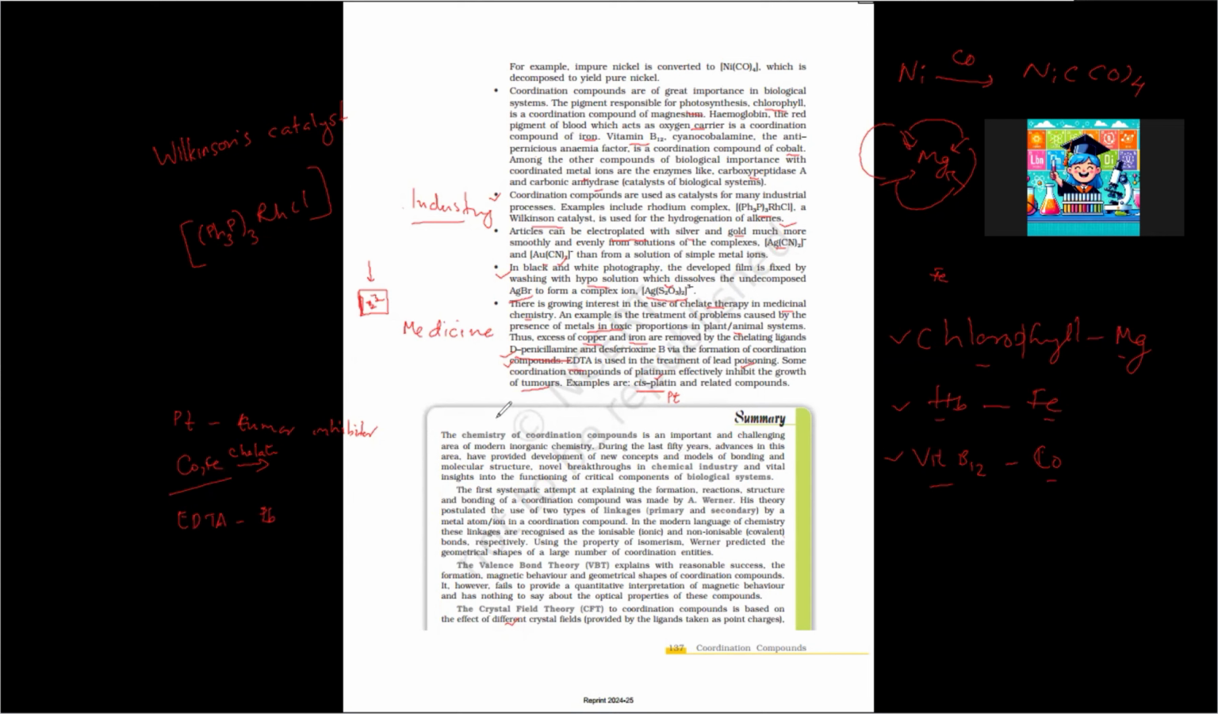So these are all the applications of coordination compounds. Broadly, they can be classified as chemical analysis, then biological systems, industrial applications, and lastly medicine. So these are all the things that you have to keep in mind.